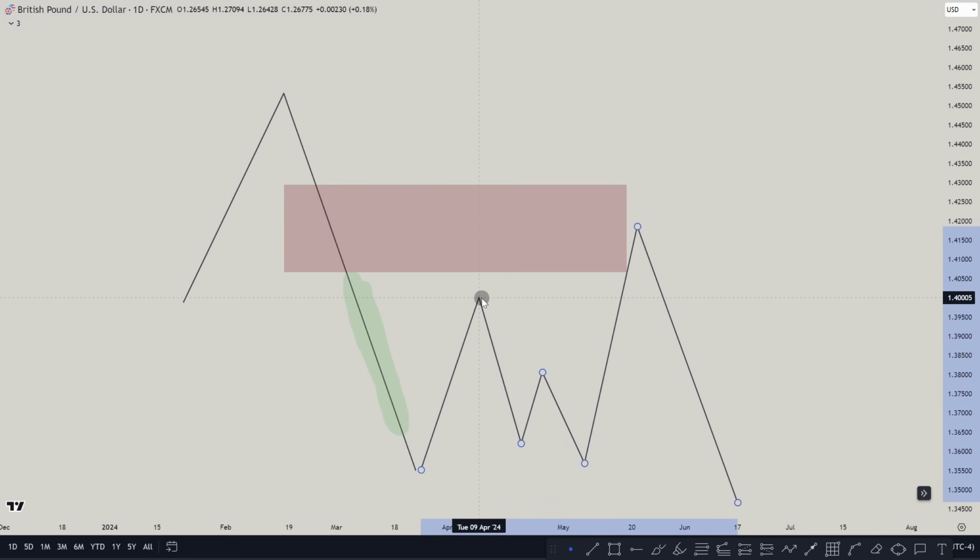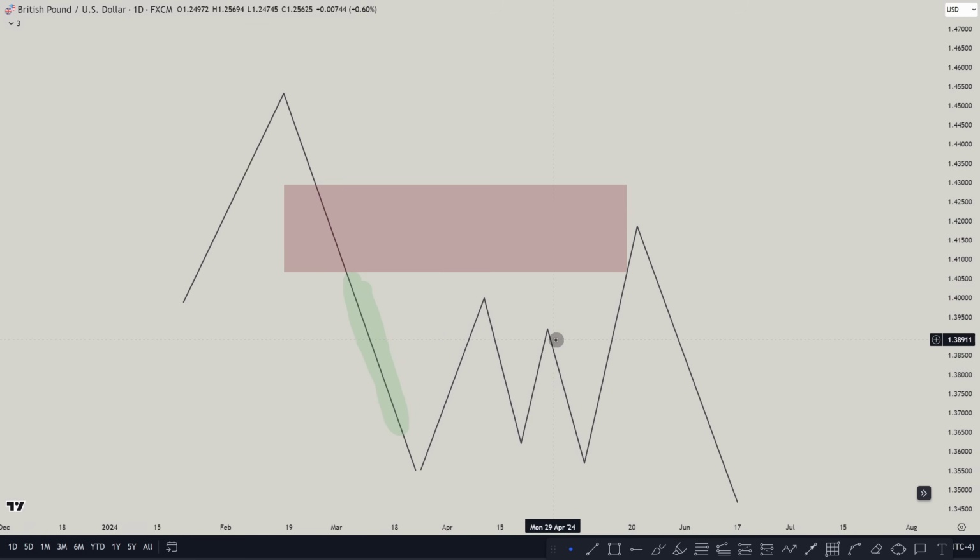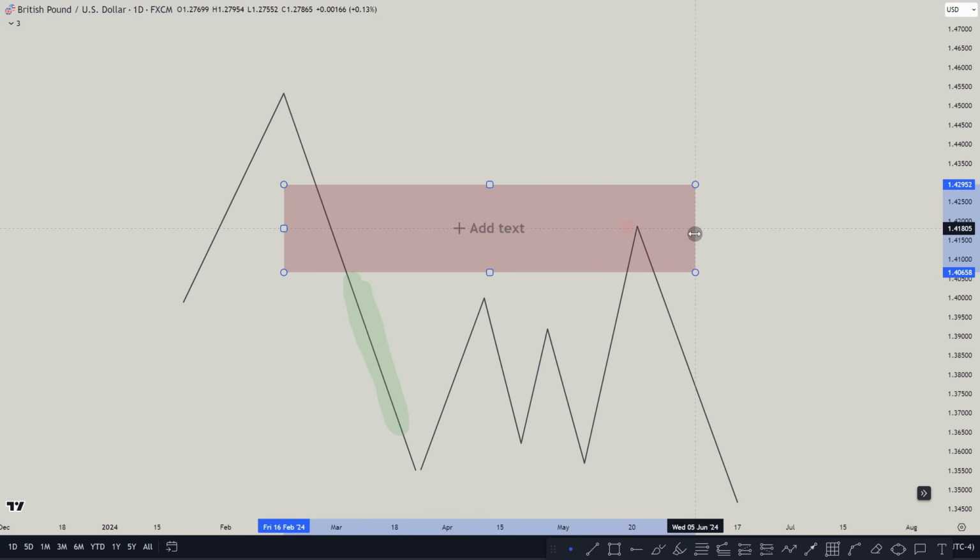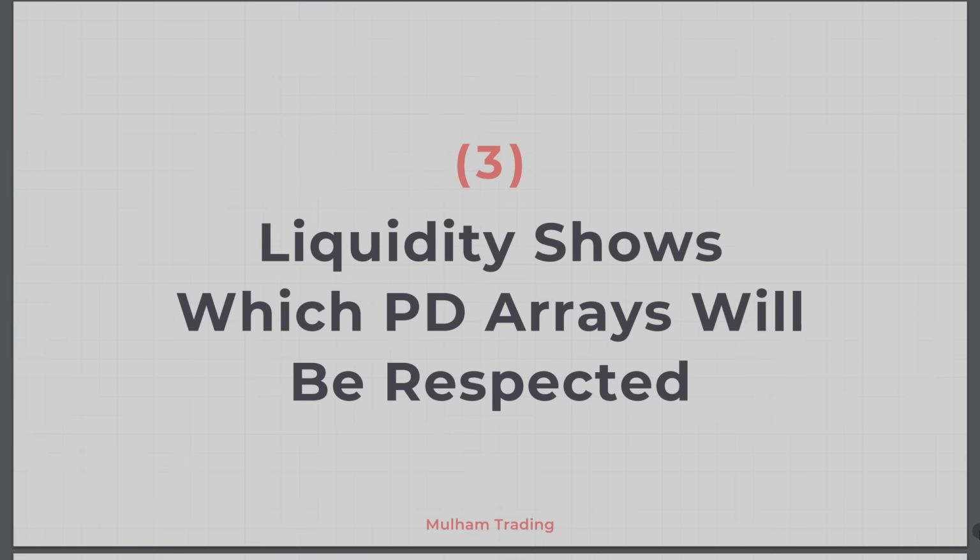And why? Because we have those liquidity levels here taken. So we have liquidity taken, which means the PD array can be valid. I'm going to go into more detail on this in the next slide. Liquidity can also show you which PD arrays will be respected. What does that mean? Let me show you.